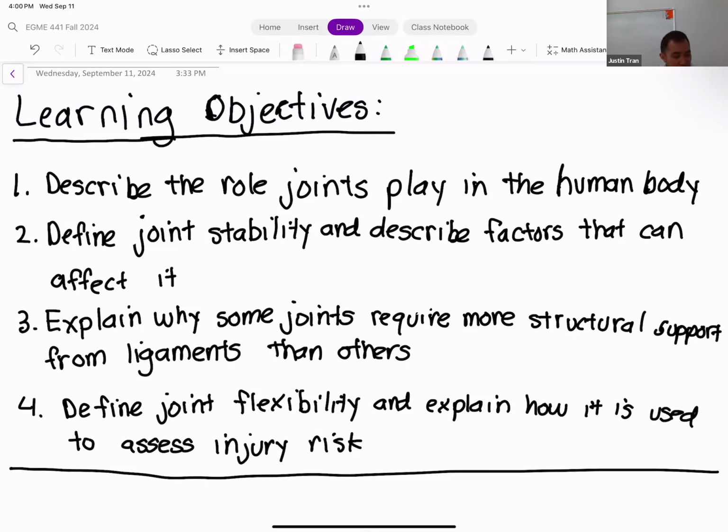All right, so the topic for today is the last of our tissue and conceptual lectures. We're talking about joints today, right? We've talked about bones and muscles, and the last thing we need to cover before we get into the meat and potatoes of the class is joints.